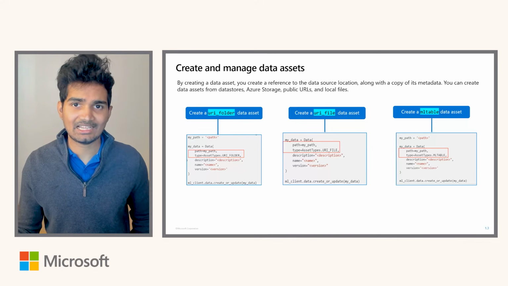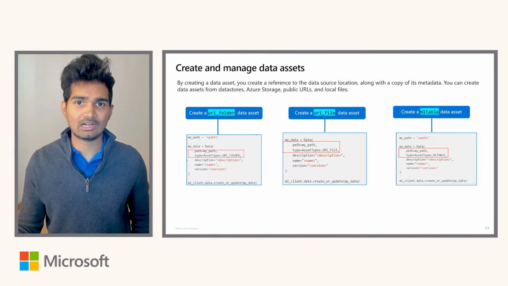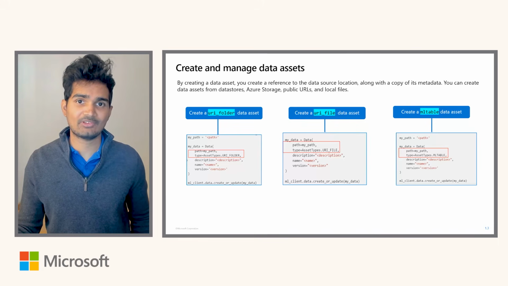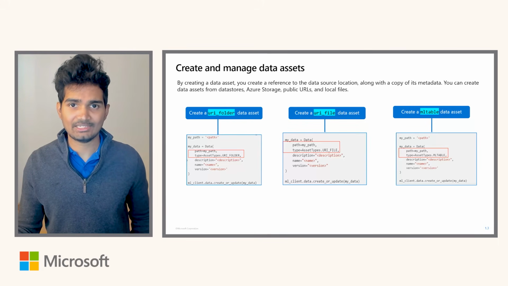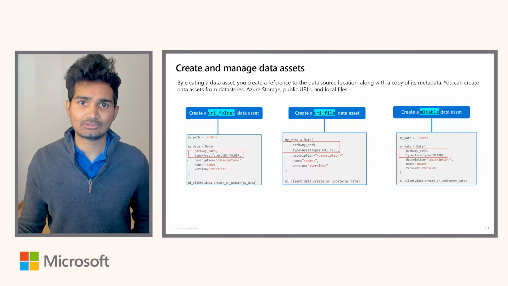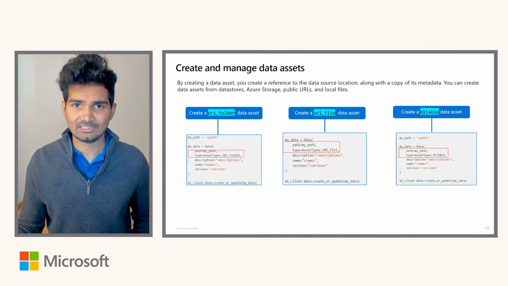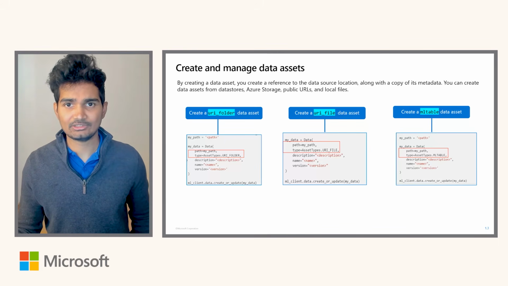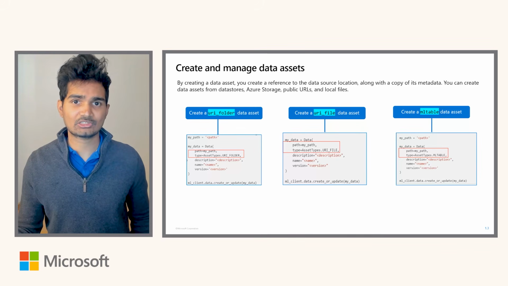The types of data assets you should know are the URI folder data asset. This allows you to create a folder as an asset using Python code. It's ideal for organizing multiple files. You can also create a URI file data asset. This lets you create a specific file as a data asset. You can also create an ML table data asset, which allows you to create a data asset in Azure Machine Learning using Python code, suitable for structured data tables.